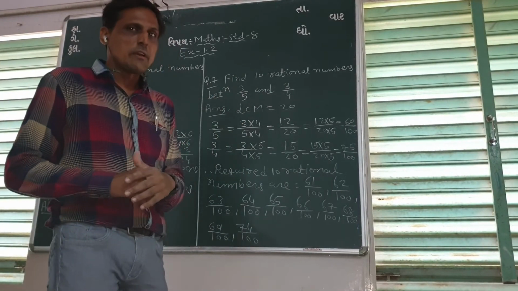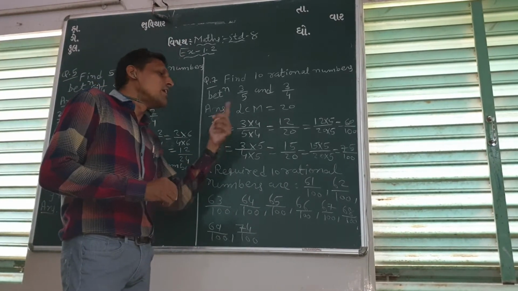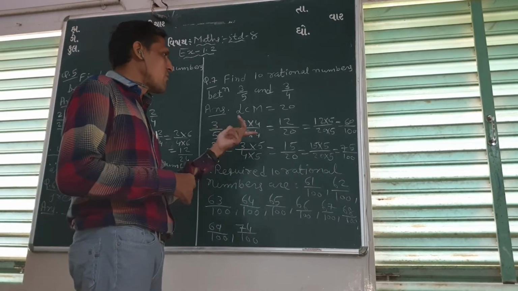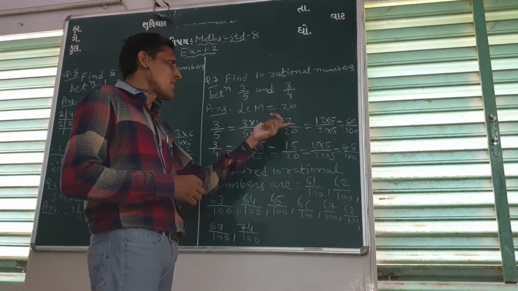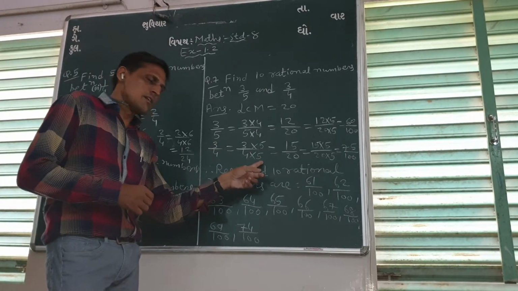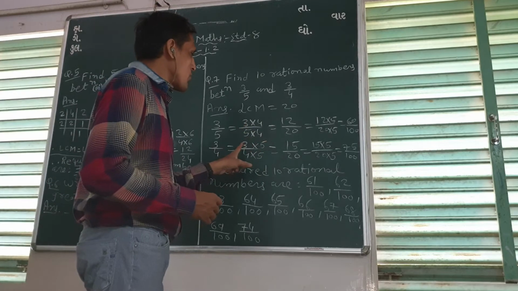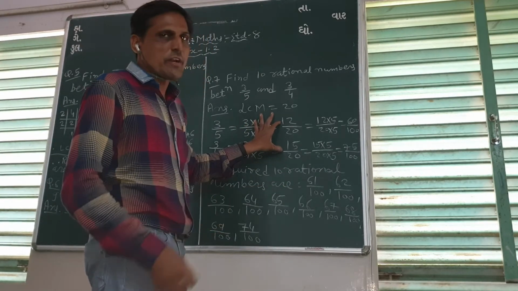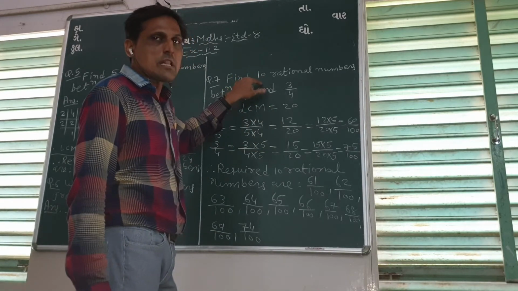Now we have to bring 20 in the denominator. So to make 5 into 20, we will multiply it by 4, right? Instead of 5, we want 20. So 3 fours are 12, so 12 by 20. Then 3 by 4. So 4 fives are 20, so we will multiply the numerator also by 5. So 3 fives are 15, 15 by 20. So between 12 and 15 we don't have 10 rational numbers.